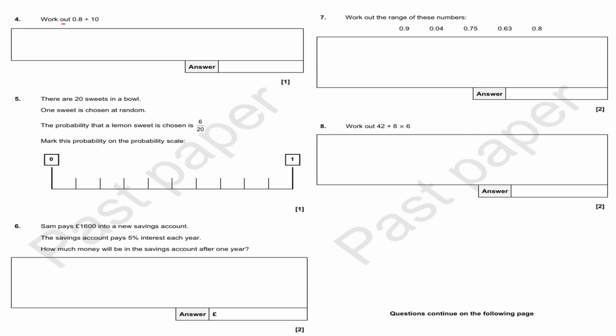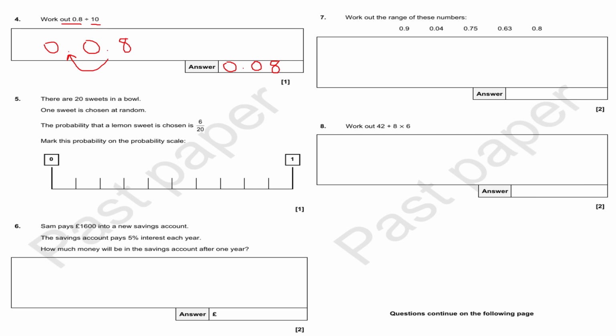Question 4. Work out 0.8 divided by 10. So this time the decimal point is going to move one place to the left. It's going to go there. I'm going to put it there. So the answer is 0.08.